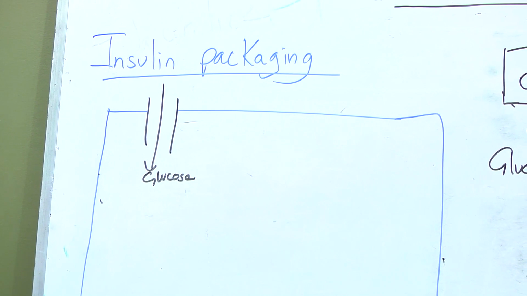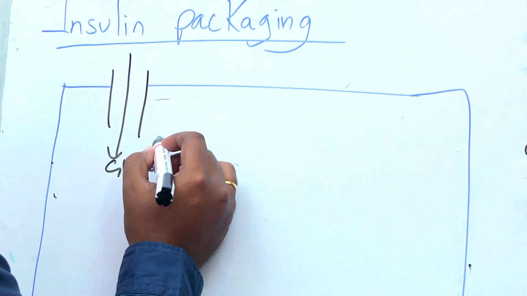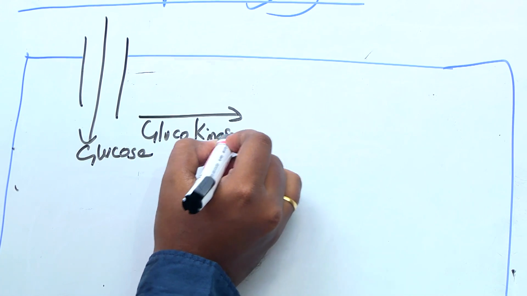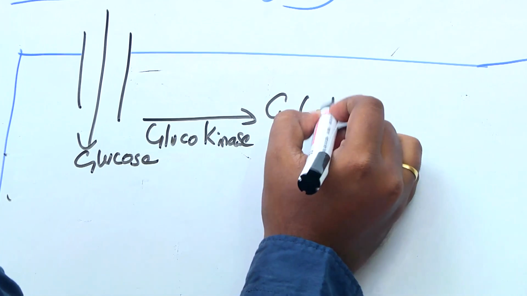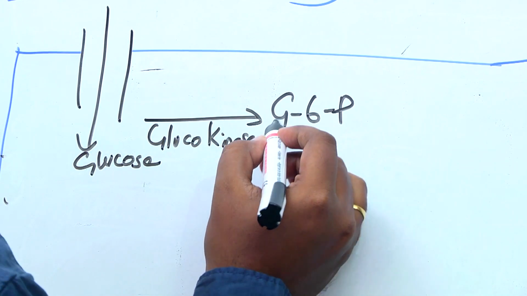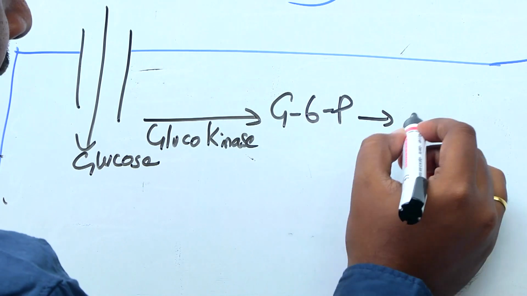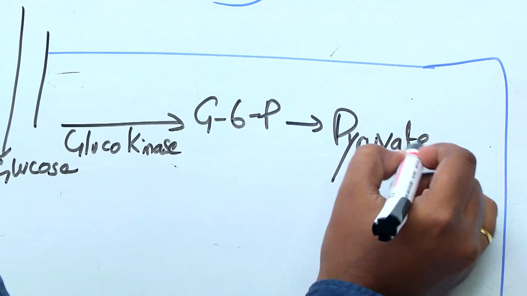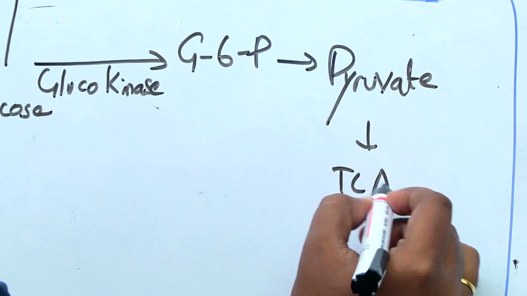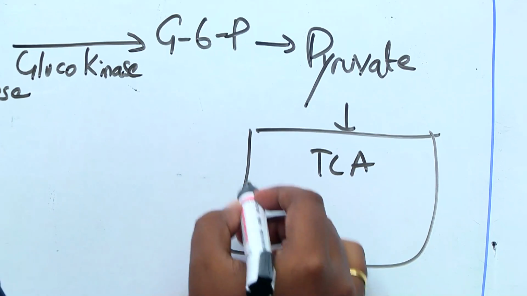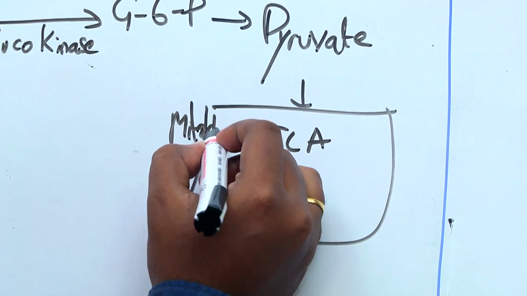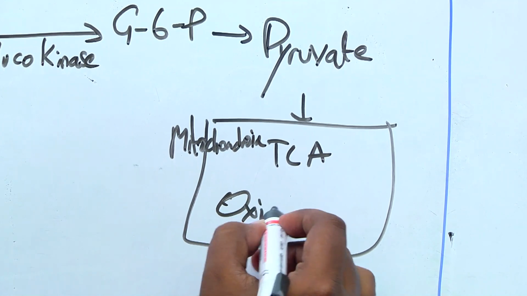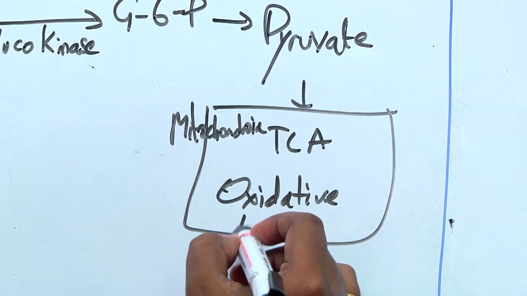So what happens when glucose enters the cell? It is acted upon by glucokinase, which converts it into glucose 6-phosphate, which is converted to pyruvate, which enters the TCA cycle. This happens in the mitochondria, which enters into the TCA cycle, and oxidative phosphorylation takes place.